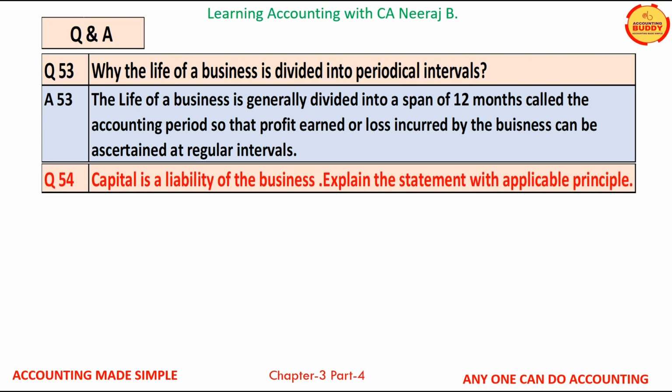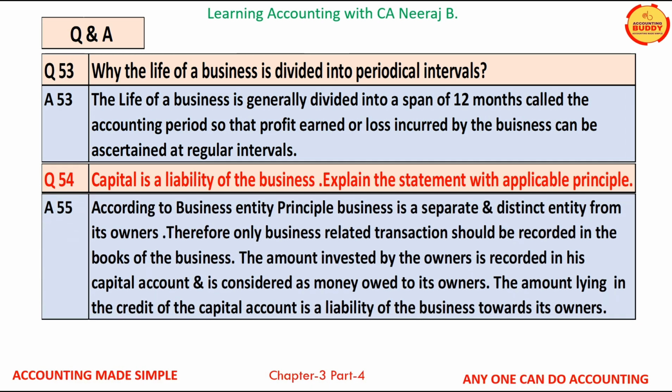Question number 54. Capital is a liability of the business. Explain the statement with applicable principle. The answer is, according to business entity principle, business is a separate and distinct entity from its owners. Therefore, only business related transactions should be recorded in the books of the business.